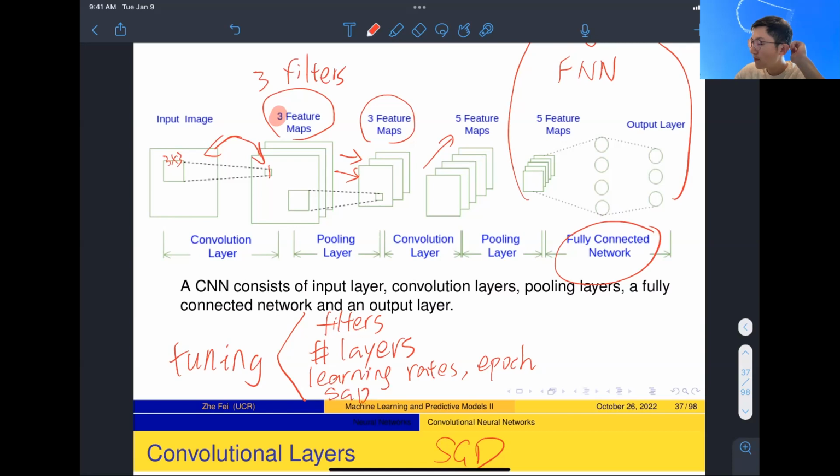So whether SGD or other algorithms like ADAM or some adaptive algorithm, this is called the optimizer. That's another thing people tune. So at the end, the performance of your model, the precision of the result is determined by the combination of all these model tuning.